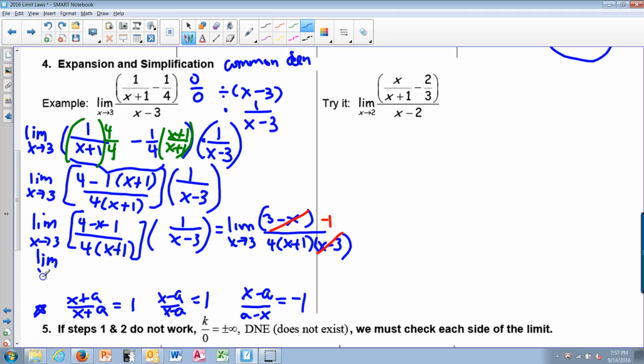Now, when I substitute in, I have to substitute into negative 1 over 4 times the quantity x plus 1. So negative 1 over 4 times, now when I substitute the 3 in, I get 3 plus 1, which is 4. So my answer is negative 1 over 16. You may want to pause the video and rewind to watch that again before trying this problem.